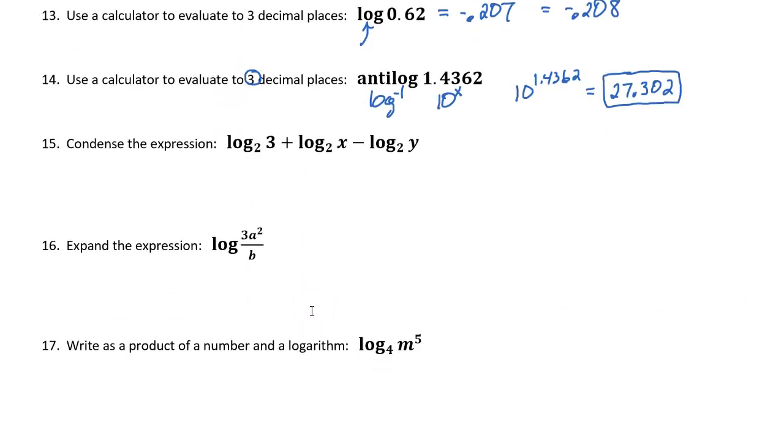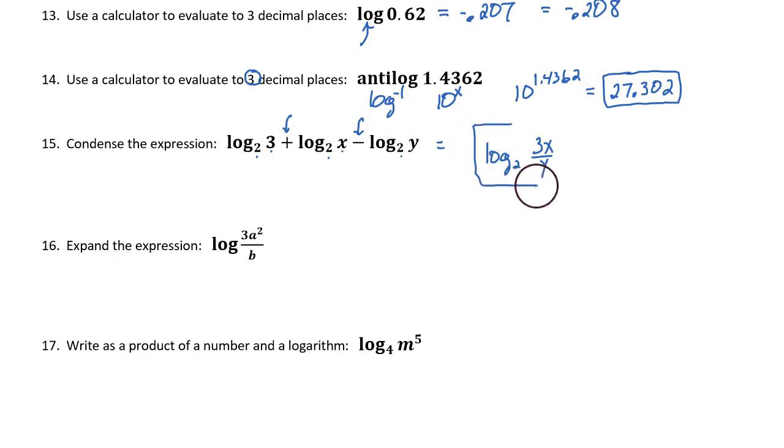Number 15, condense the expression. When you have a logarithmic expression and the base is the same on all the logarithms, the adding and the subtractions can be condensed into a single log expression. So you write log base 2, and then you figure out what the argument of that single expression is. When you have adding, these two arguments get multiplied. When you have subtraction, this argument gets divided.